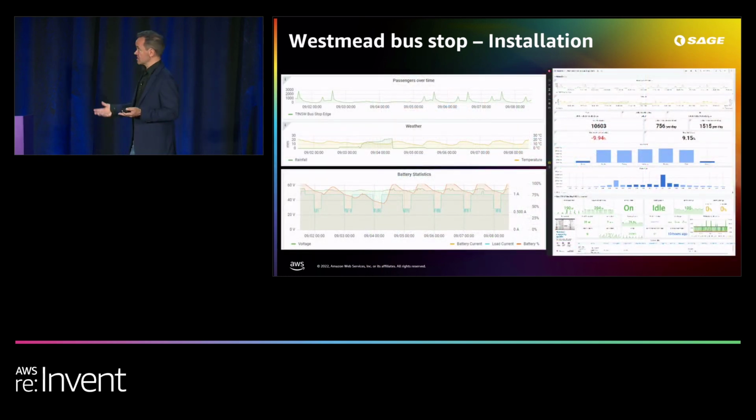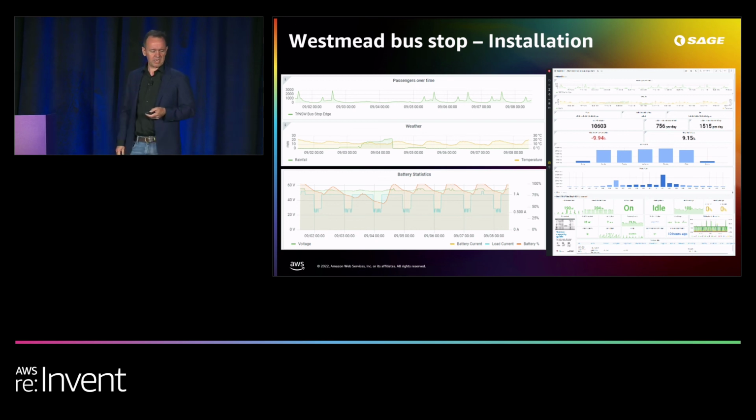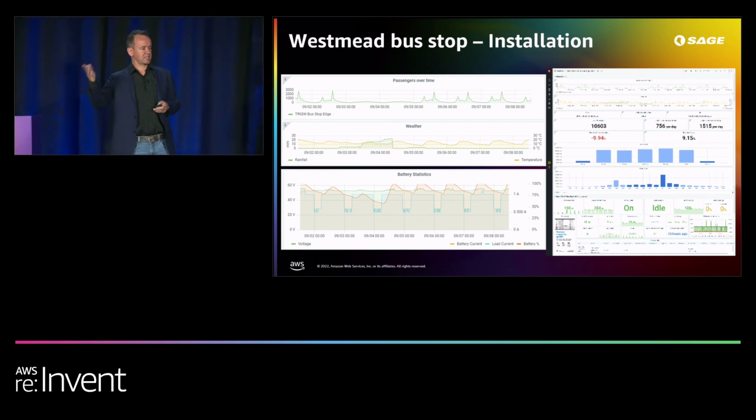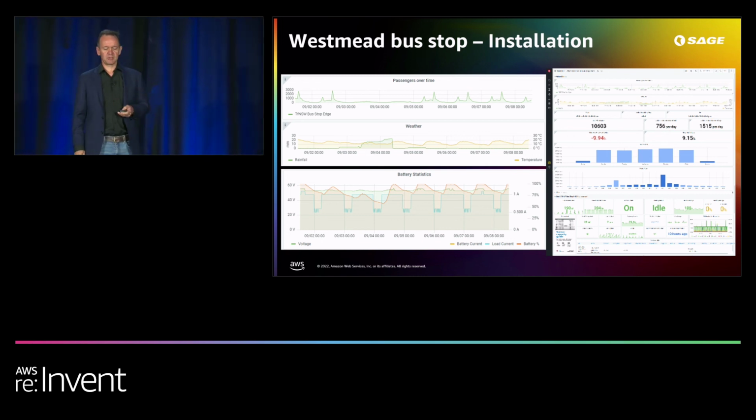And so from this, they can tell some really interesting data. They can see the passengers on that top graph. They can see how passenger usage is running over time. They can see how that runs with weather. They can see the battery stats, because the solar panel actually charged batteries, which are actually sitting under the seat in the bus shelter, which was a pretty cool innovation.